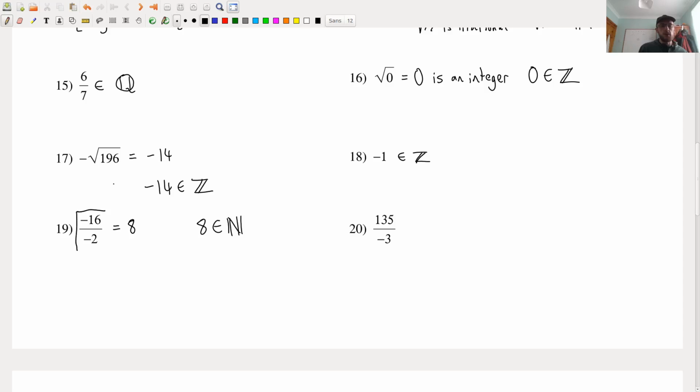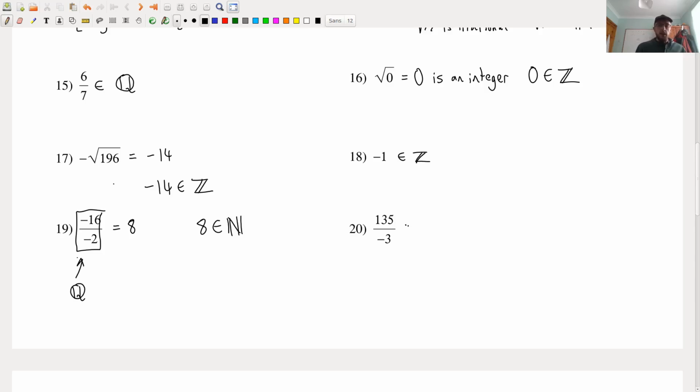Some people view this as like an instruction. It's telling you to do something. Other people view this as an object that's just standing by itself. It's perfectly legitimate just to say negative 16 bar and then negative 2. So it depends on how you view it. It evaluates to a natural number, but the expression itself is a rational number because it's one integer divided by another non-zero integer.